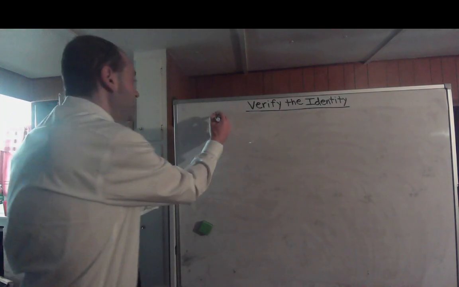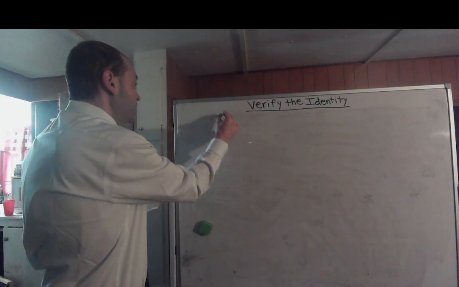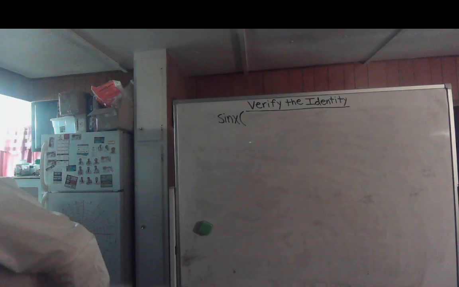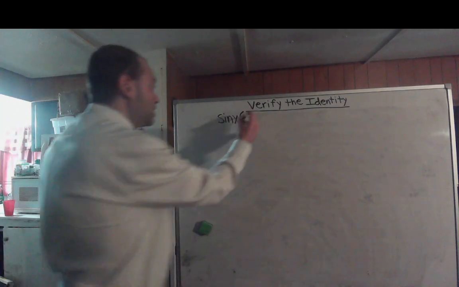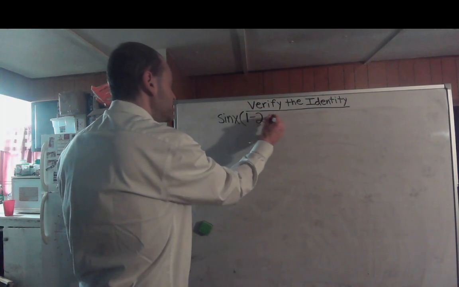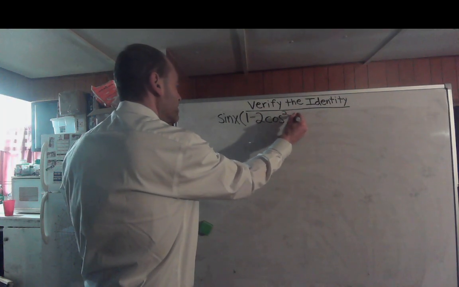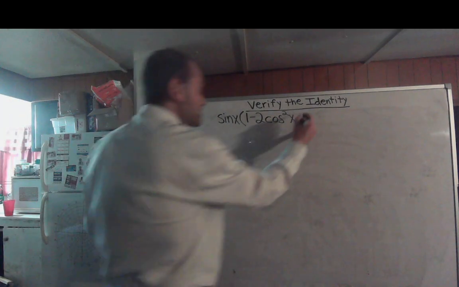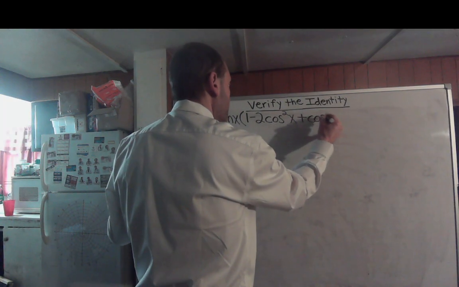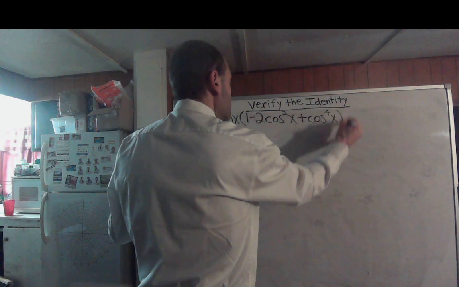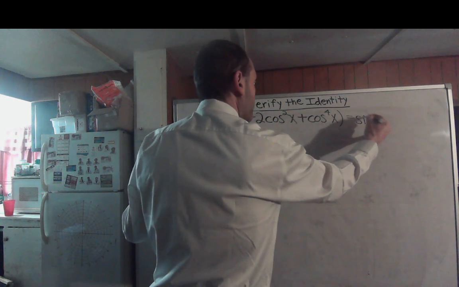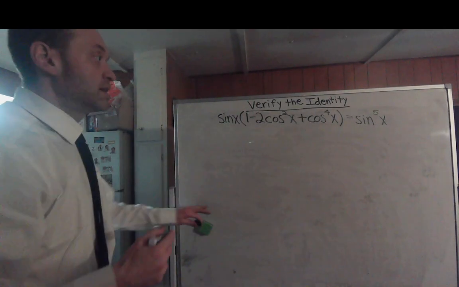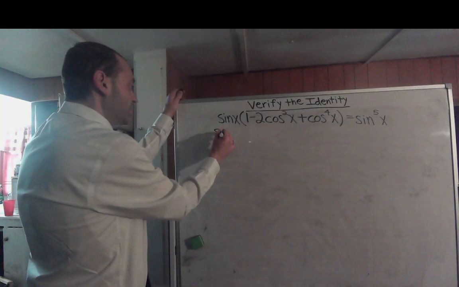Alright, so we have the sine of x times the quantity of 1 minus 2 cosine squared of x plus cosine to the fourth of x all equals sine 5 of x. This one's not going to be as bad as you think. Let's write out the left side again.